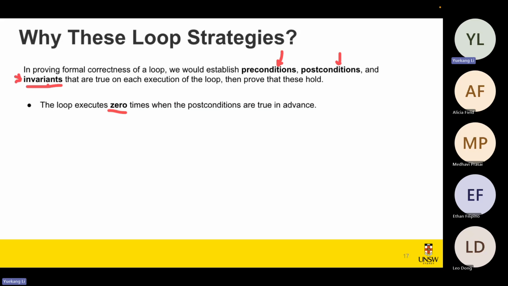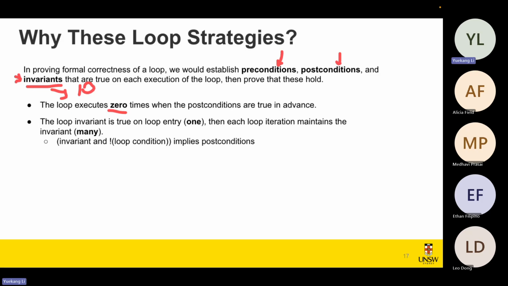An invariant could be the loop limit, like the upper limit. If we set the upper limit of the loop to be 10, then it will always remain 10. So this is a typical example of a loop invariant. And if we loop 0 times, it means the postconditions are true in advance, for example where the guarding condition of the loop is already false before we get into the loop.